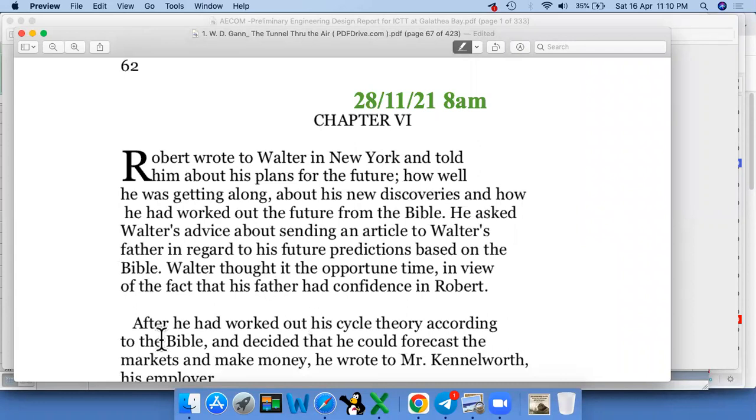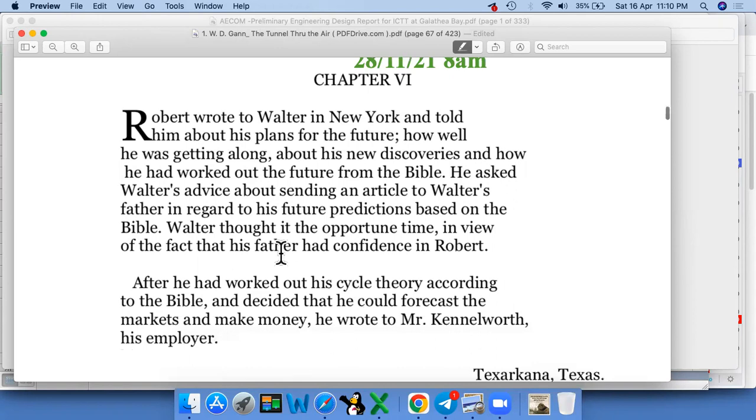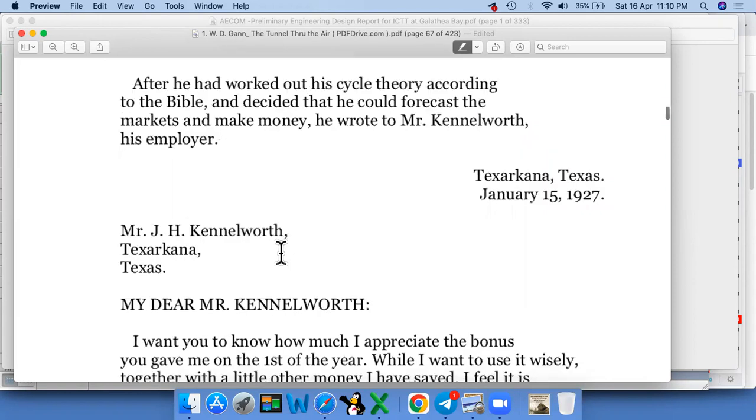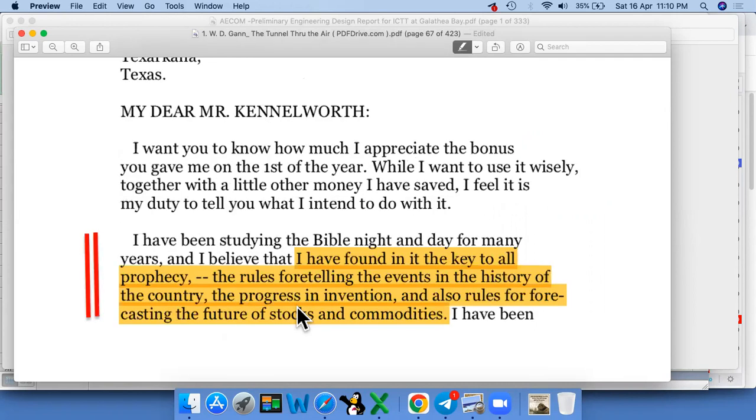After he had worked out his cycle theory according to the Bible and decided that he would forecast the markets and make money, he is again taking interpretations of the Bible, saying that this is as per the cycles which are there. "I find out in it the key to all prophecy, the rules foretelling the event in the history of the country, the progress in invention, and also rules for forecasting the future of stocks and commodities."